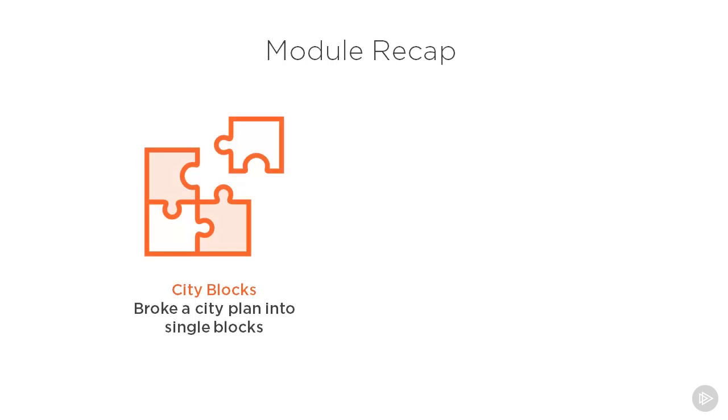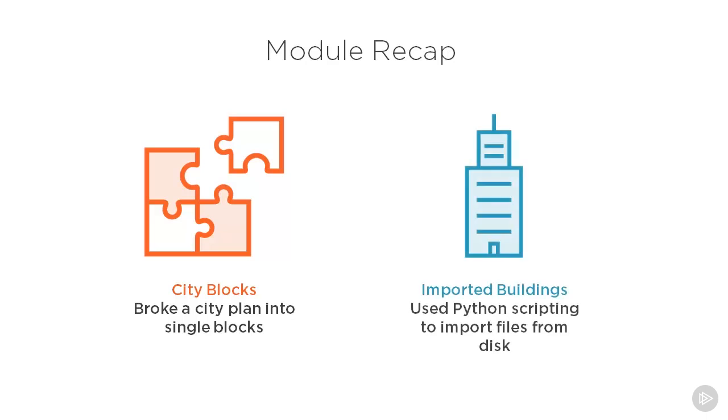Before I take you to the next module, let's recap this one. In short, we broke down a city plan of 70 city blocks into its component pieces to work on each one singularly. We then expanded on our use of Python with more advanced scripts to import our buildings and filter between them. We broke down a city plan into single city blocks for us to work with.